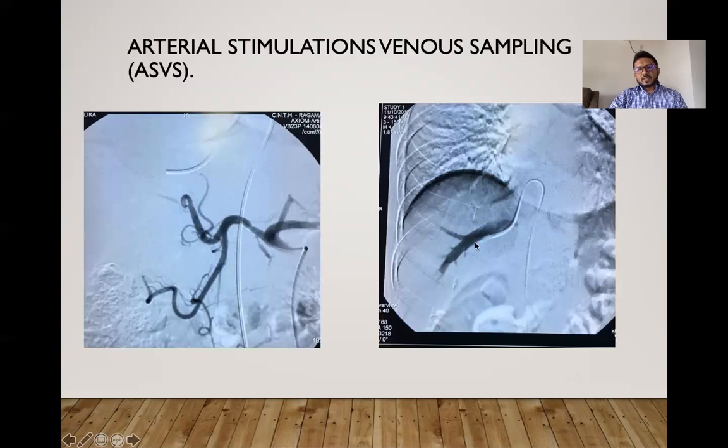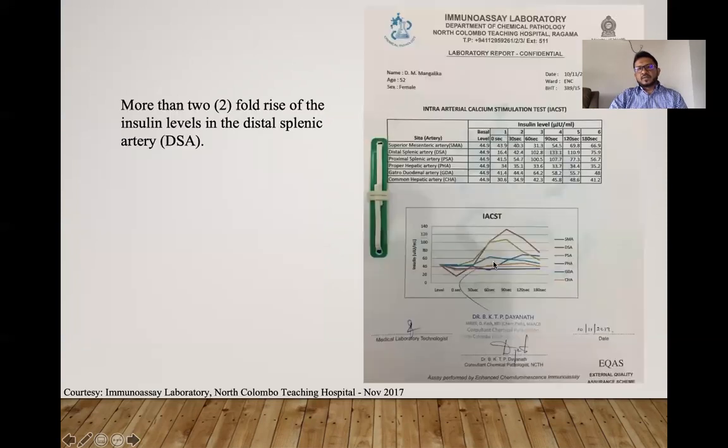You need to get a catheter into the hepatic vein to take the samples. You go into different arteries supplying the pancreas: gastroduodenal, pancreatic, superior gastric, those arteries, and the hepatic artery. Inject glucagon and stimulate the pancreas to produce insulin. Take the samples at intervals, and you can analyze and say which part of the pancreas is abnormal. And here you see there is a twofold increase in the distal splenic artery, which means that the lesion is located in the distal part of the pancreas.